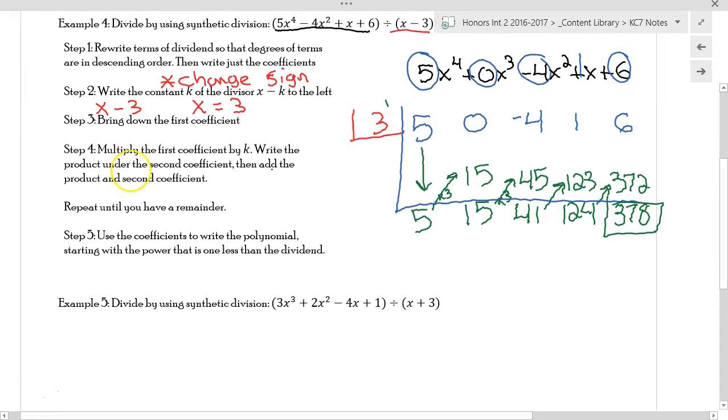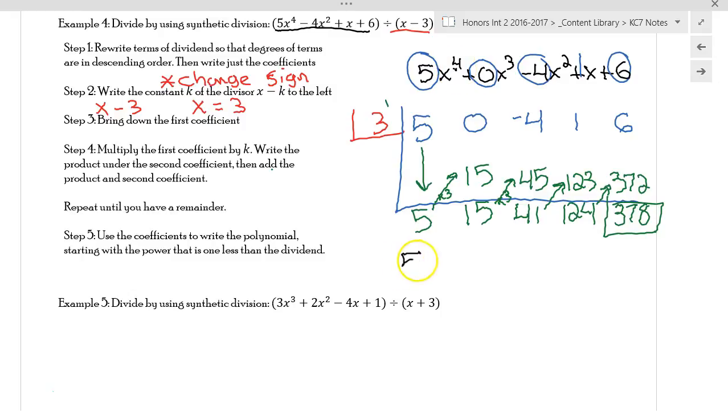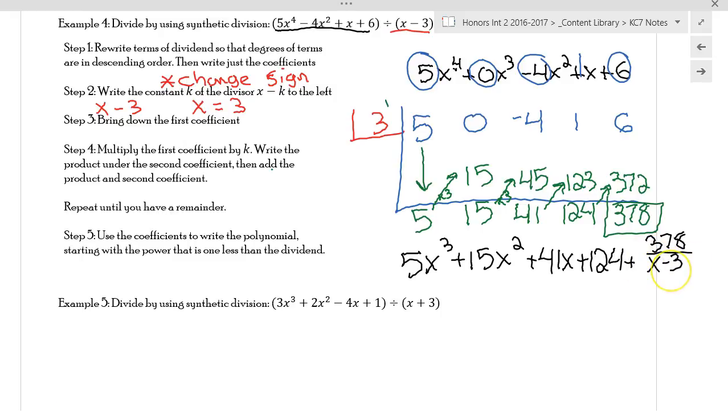Then our last step is simply to take these numbers. These are now my new coefficients. Your new coefficients are going to start with 1 degree less. Okay, so this started with an x to the 4th. That means my answer is going to start with an x cubed. Then in my box is my remainder, so that's the part that is the fraction. 378 over x minus 3. And that's it. That's your answer for that one.